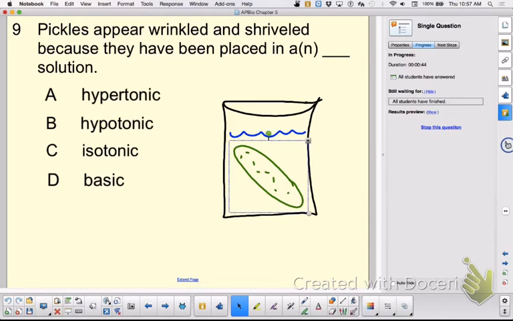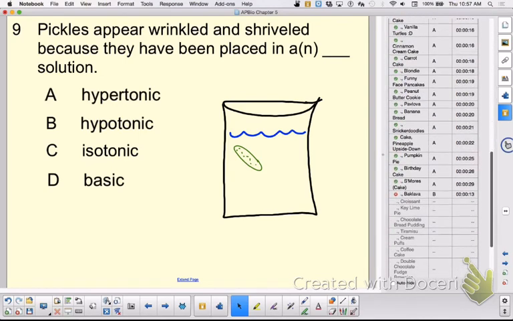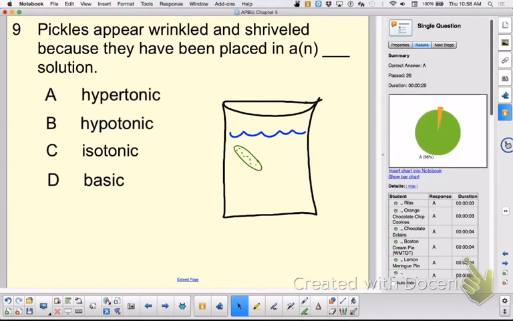That is a cucumber. That cucumber is getting smaller, so it can become a what? A pickle. If it's going to become a pickle from a cucumber, what must happen? Water must leave it. Water is leaving it because what kind of solution is it sitting in? Because that solution is hypertonic.